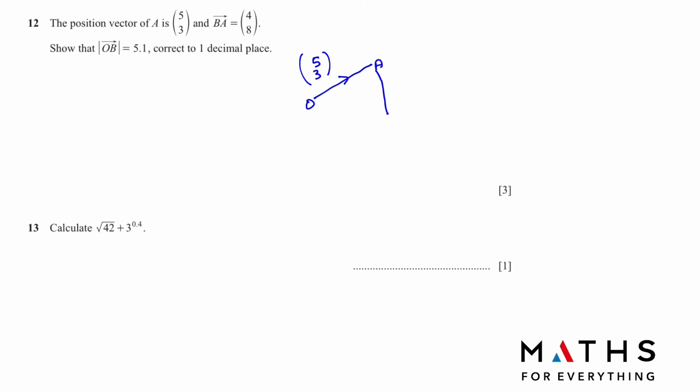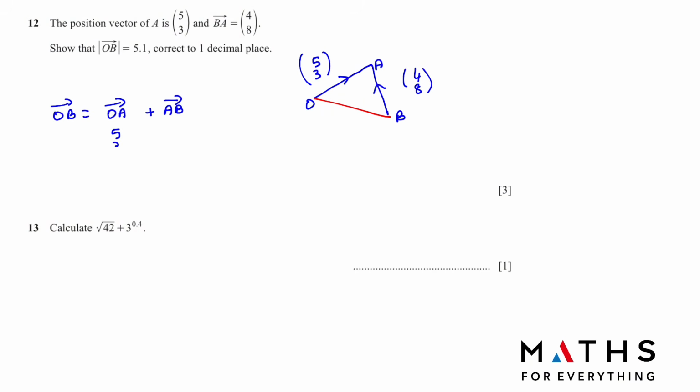B is here, and it goes from B to A. So the arrow will point towards A. It is (4, 8). What we want to find is the magnitude of OB. So we need to find the vector OB. The vector OB is equal to vector OA plus AB.